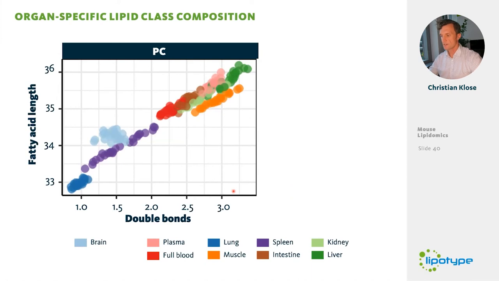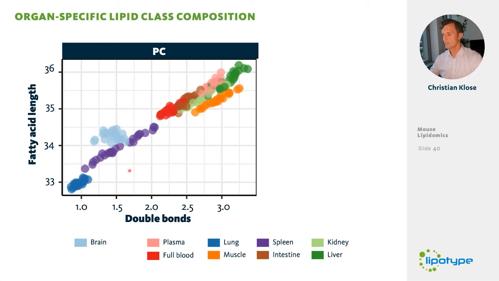And to illustrate the different lipid class compositions in different organs, we calculated the average fatty acid chain length and the average double bond number for each lipid class in each organ, basically. And the result of such a calculation is shown here. So in this plot, we have on the x-axis the average number of double bonds, and on the y-axis, we have the average fatty acid chain length. And each dot in this plot represents one sample. So we have done that for each sample for every organ.